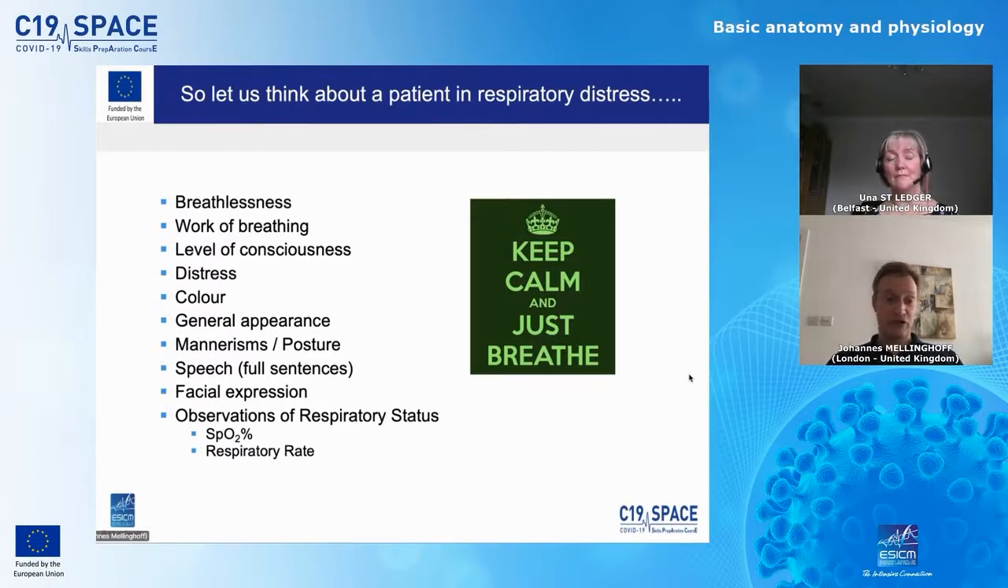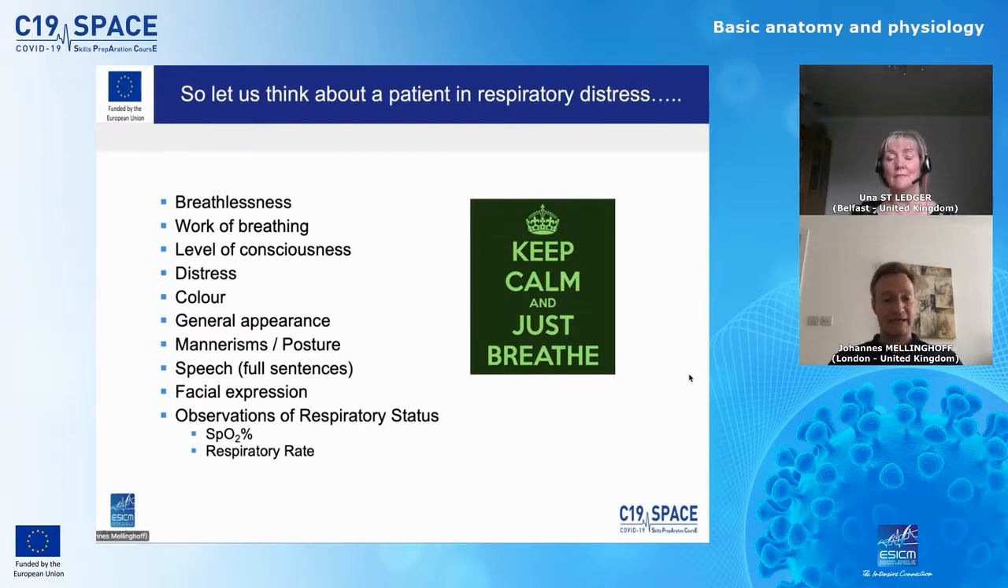Their color may also be changed, in particular with regards to their lips or their fingers and nail beds. Is their general appearance changed in any way or form? What's their mannerism and posture? And can they talk in full sentences as you speak to them?